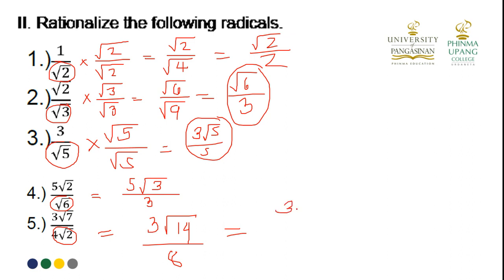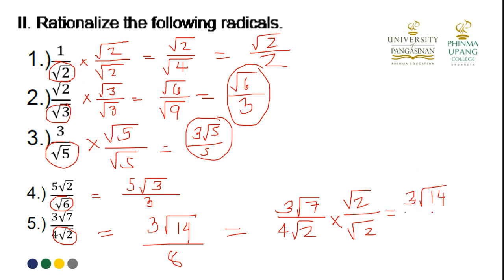So, magiging 3 square root of 7, 4 square root of 2 times, shortcut ko na, square root of 2. So, what is 3? 3. And then, 7 times 2 is 14. And then, we have 4 square root of 4. Final answer: 3 square root of 14 all over 8. Why? Because square root of 4 will be 2. Then 2 times 4 will be 8.